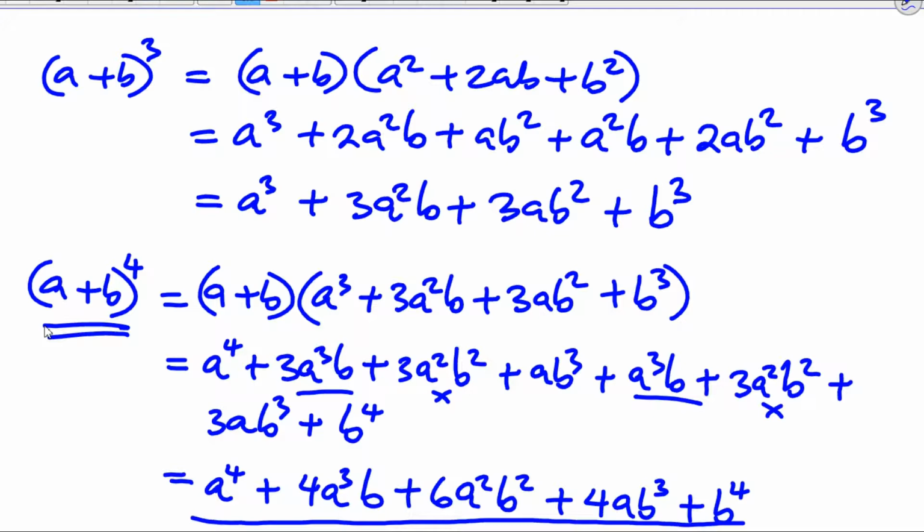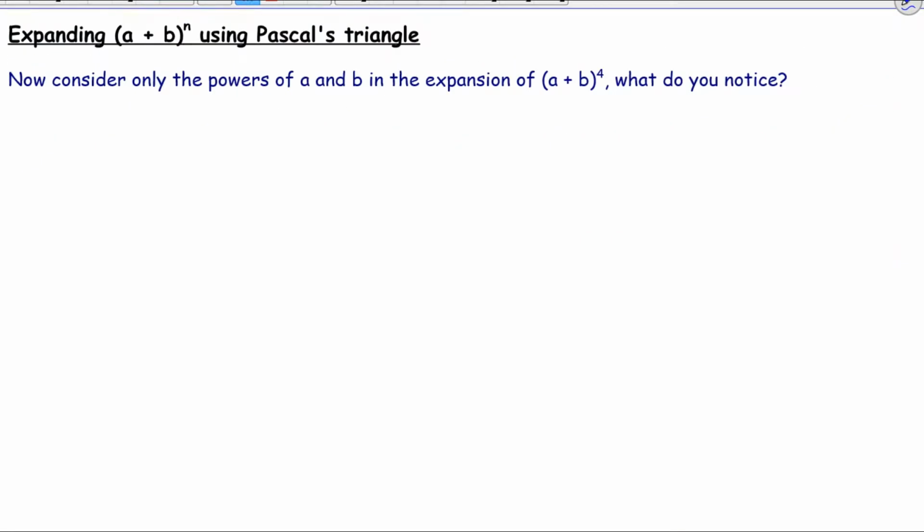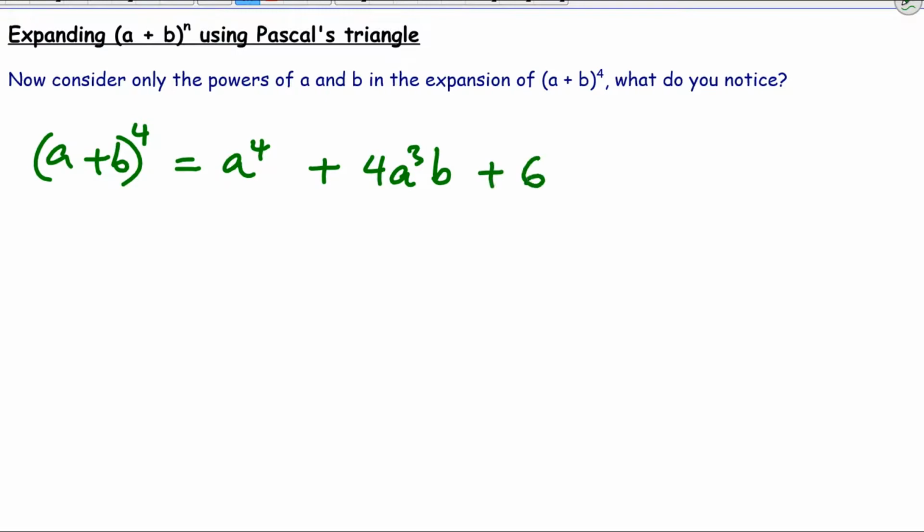So I'm just going to copy this here. (a + b)^4 is equal to a^4 + 4a^3 b + 6a^2 b^2 + 4ab^3 + b^4.